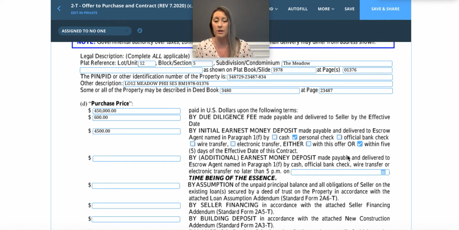And they might reject your contract, so your clients are writing checks for no reason. You're hand delivering a check for no reason. So I usually say within 5 days.